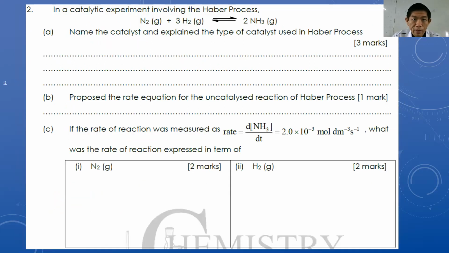In a catalytic experiment involving the Haber process, where N2 plus 3H2 give 2NH3, name the catalyst and explain the type of catalyst used in this Haber process. So you must memorize some of the basic chemical reactions applied in industry. For example, the Haber process, you use iron as the catalyst. Then you also should memorize the contact process. So for the contact process, you use vanadium(V) oxide.